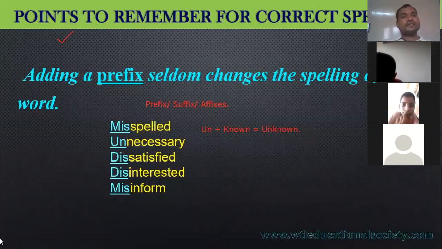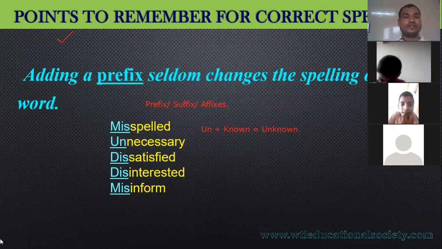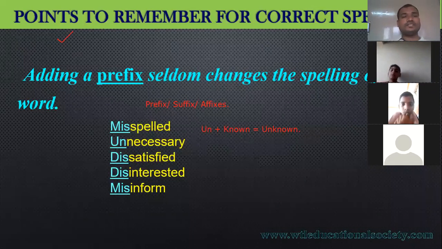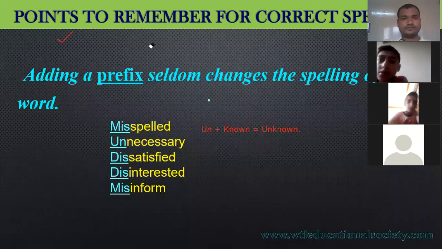So disinterested. Interested is the main word. So we just added the prefix dis. Next, misinform. Mis is the prefix. Got the difference? Understood the concept? Yes, sir.